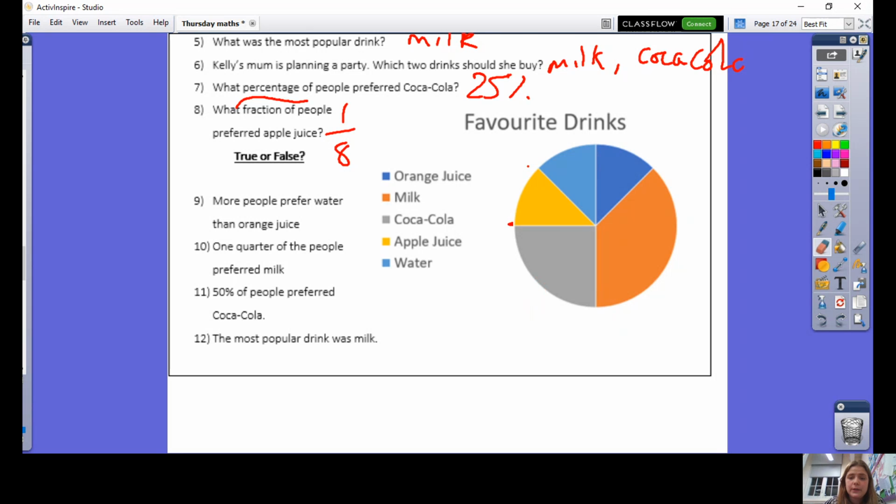Let's look at the true or false questions. More people prefer water than orange juice. Water is light blue. Orange juice is dark blue. They actually are the same, so that's false. 1/4 of the people preferred milk. Milk is here. You can see that's greater than 1/4. That's actually 1/3. So this question also was false. 55% of people preferred Coca-Cola. False. That was 25%. The most popular drink was milk. True. 1/3 of people liked milk.